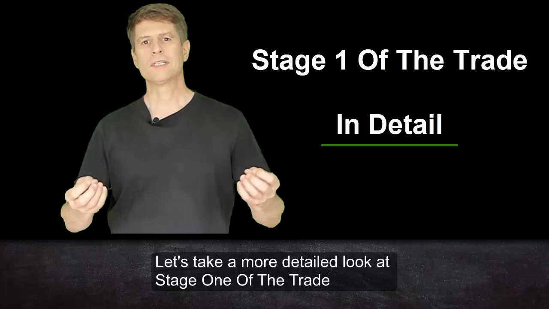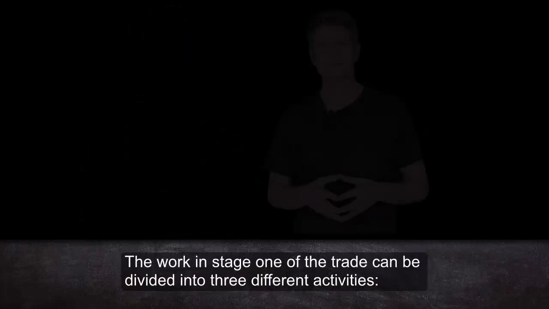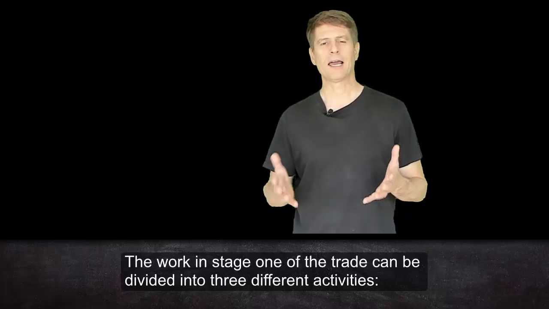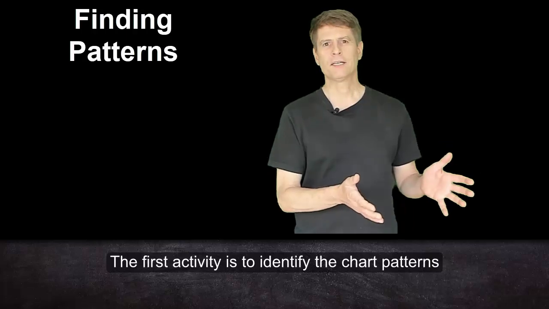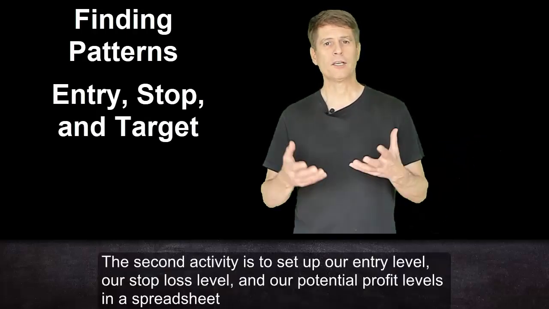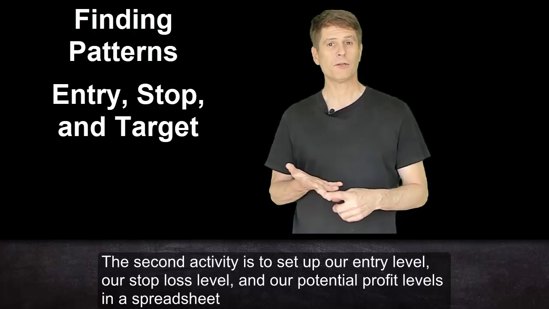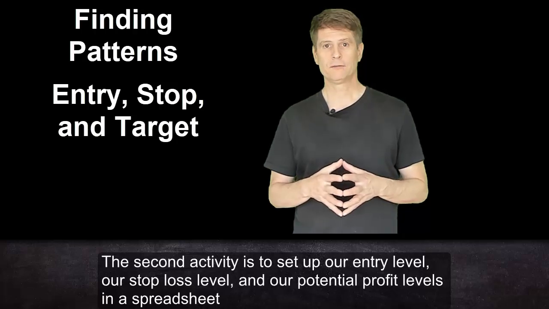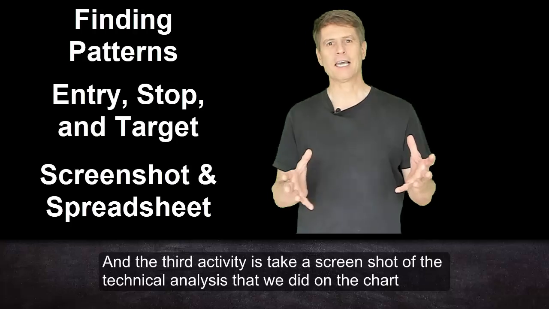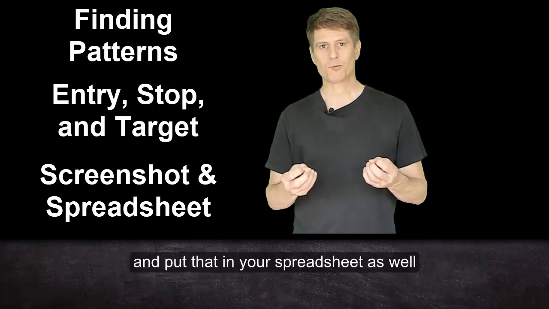Let's take a more detailed look at stage 1 of the trade. The work in stage 1 can be divided into 3 different activities. The first activity is to identify the chart patterns. The second is to set up our entry level, our stop loss level, and our potential profit levels in a spreadsheet. And the third is to take a screenshot of the technical analysis that we did on the chart and put that into our spreadsheet as well.